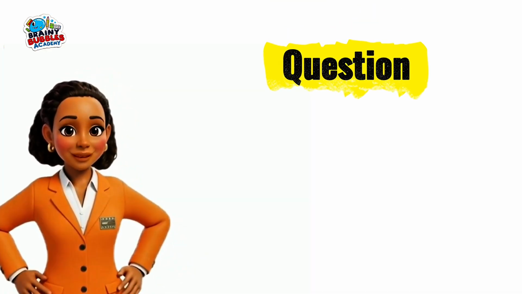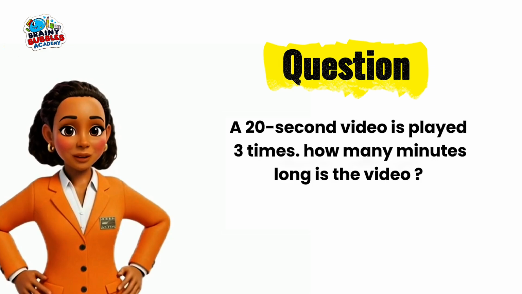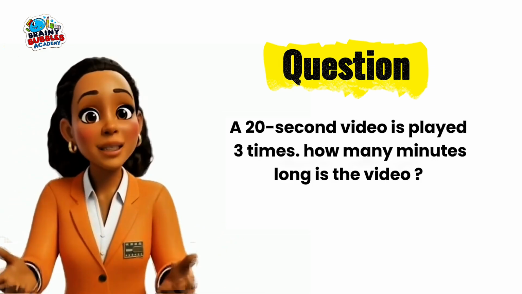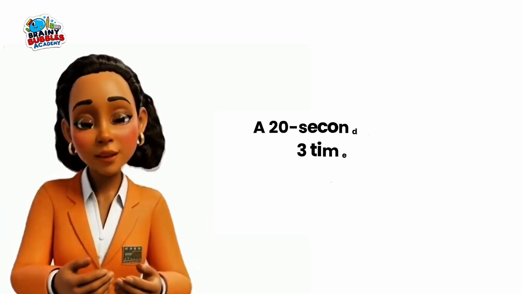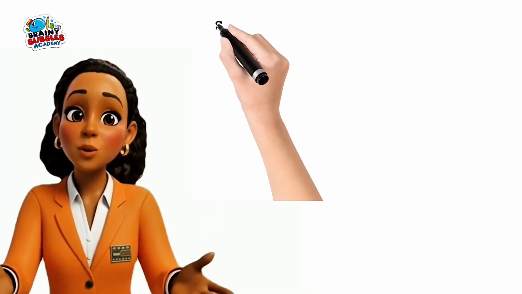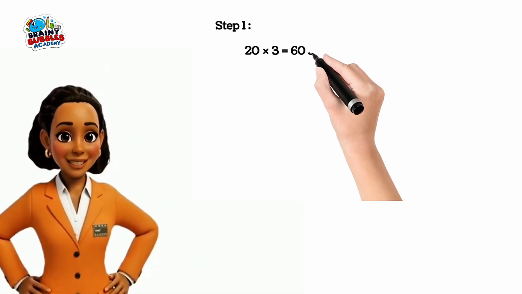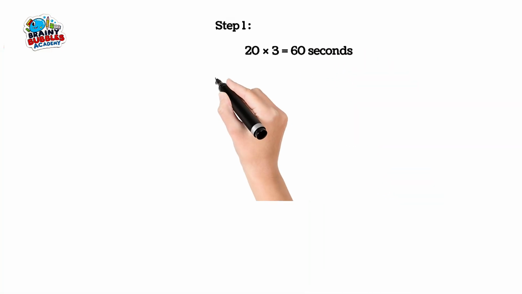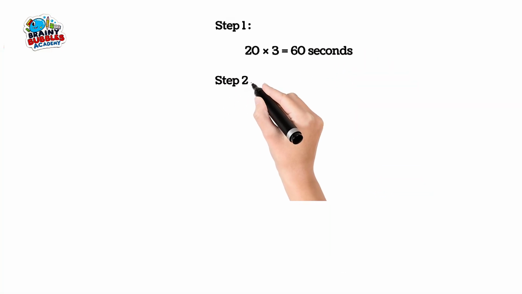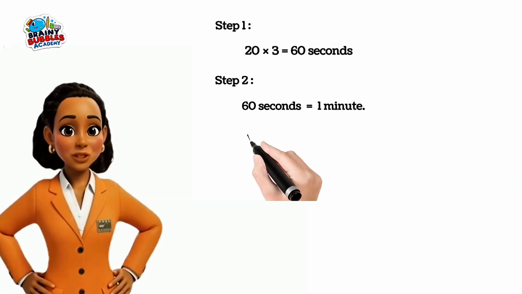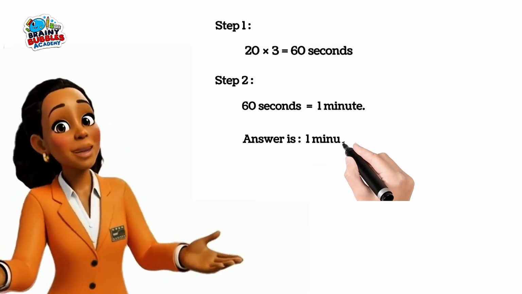Here is our last question. Let's think. A 20-second video is played 3 times. How many minutes long is the video? Step 1. 20 times 3 equals 60 seconds. Step 2. 60 seconds equal 1 minute. Our answer is 1 minute.